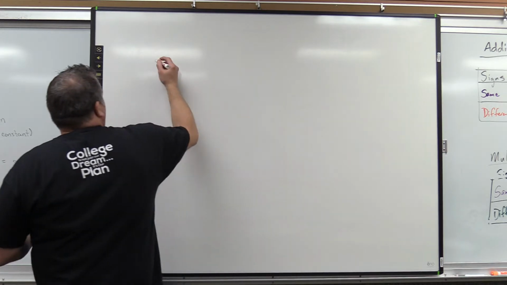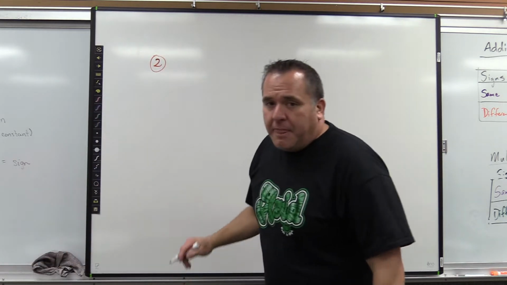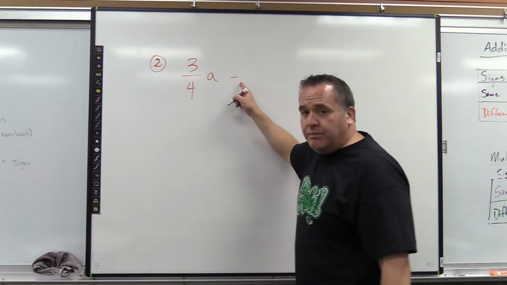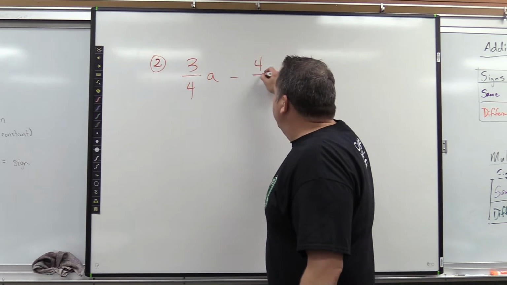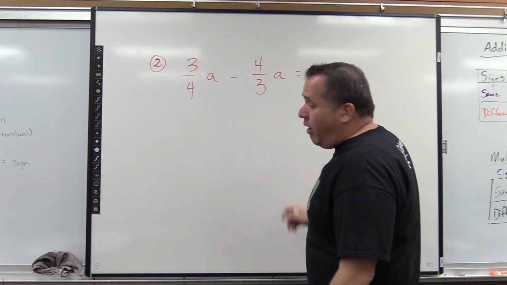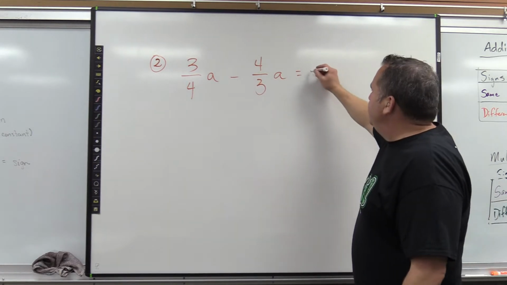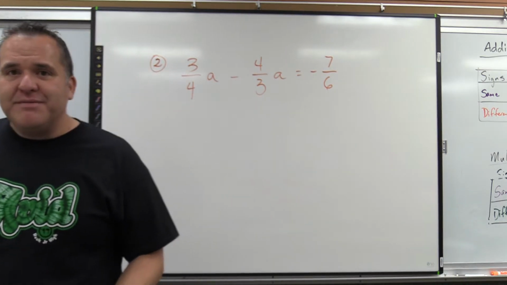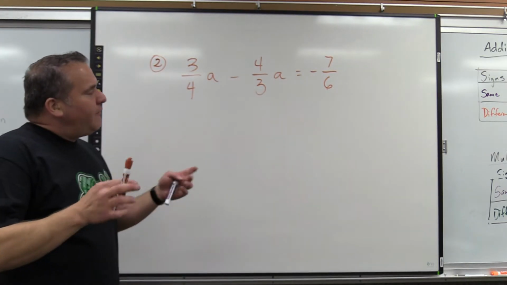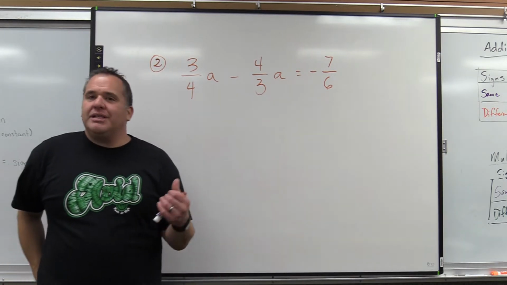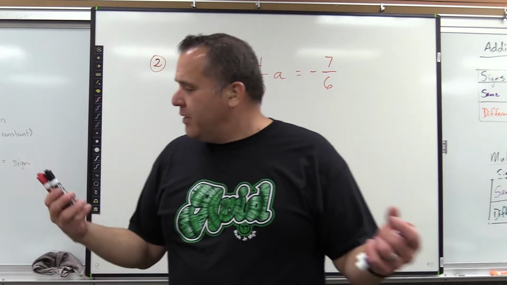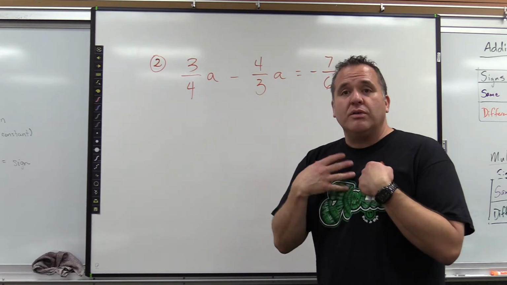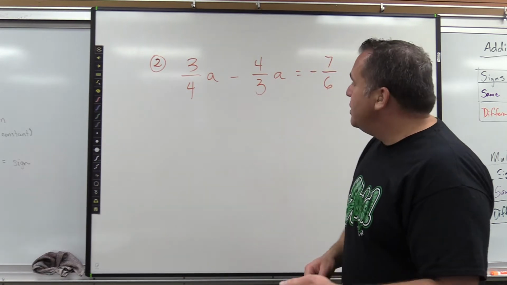Number 2 says this. Number 2 says 3 over 4a minus 4 over 3a all going to equal -7 over 6. Oh, that's a nice looking problem, isn't it? Now, the first thing I'm going to do on this problem, just like we did every other video, and I know some of y'all don't like to do this, and you don't have to, but I'm telling you, to me, it makes it easier if you change your signs. So I'm going to go through them and change my signs.